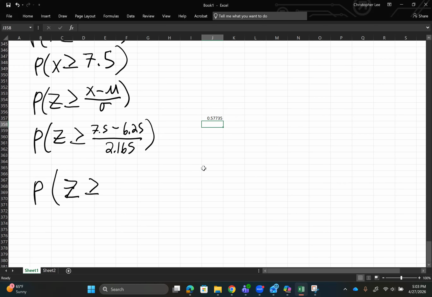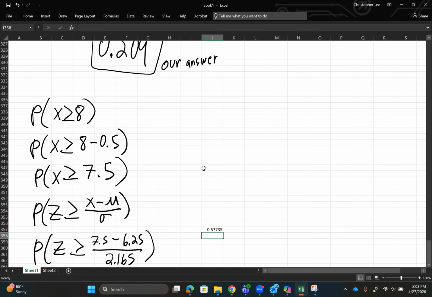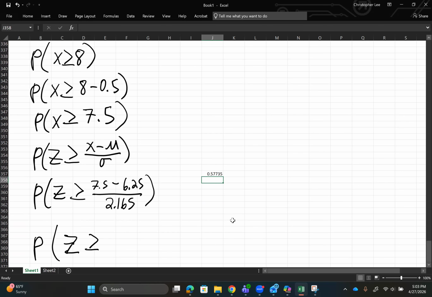Remember, I want two decimal places after the decimal. So I have to consider the thousandths place and then round off the hundredths place from that. I got 0.577. The thousandths place is a 7, so I'm going to make the hundredths place an 8. So this is going to become 0.58.